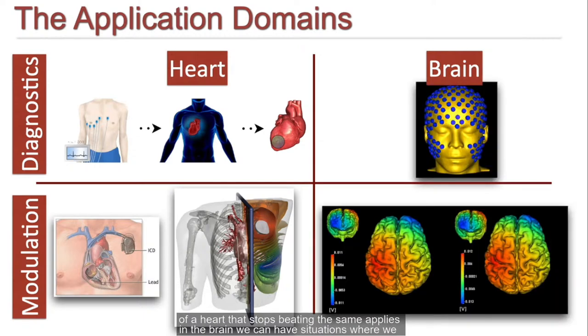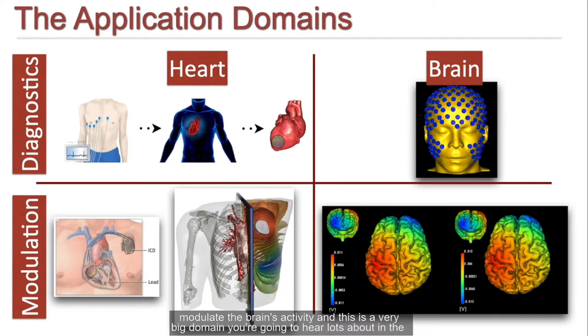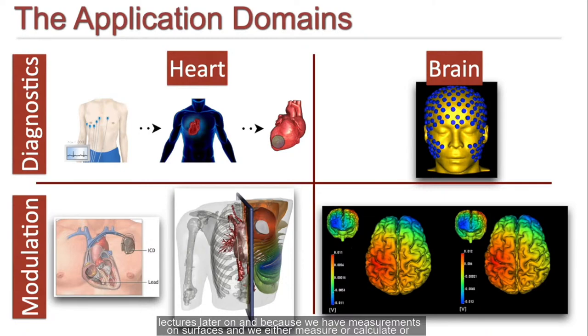The same applies in the brain. We can have situations where we sample on the scalp or on the face, as in this case. These blue dots are all meant to be electrodes that truly are available commercially to purchase. We can take that information, again, localized activity in the brain. This is more of the diagnostic domain. But we can also modulate the brain's activity. And this is a very big domain you're going to hear lots about in the lectures later on.